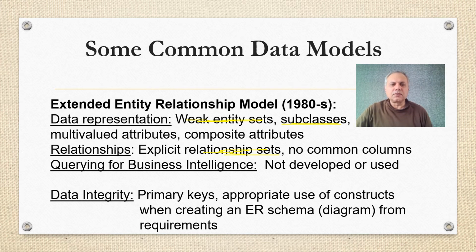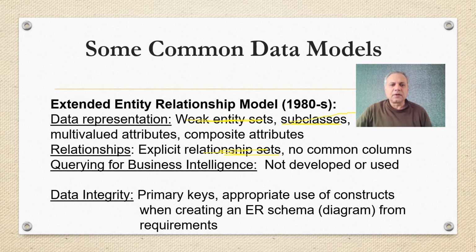Multi-valued attributes. So an example of subclasses might be that we have students as a class, or an entity set, and then a grouping within that might be, let's say, graduate students who have specialized attributes like their undergrad major, their undergrad GPA, and so on.